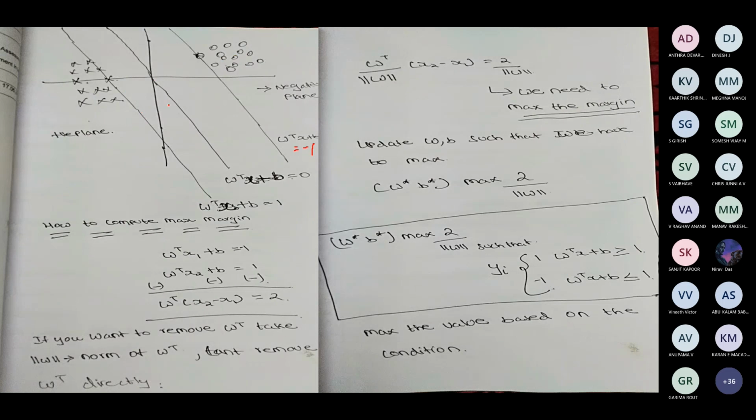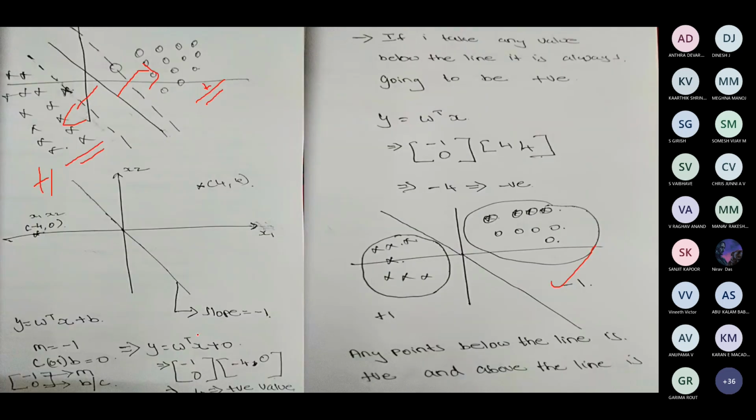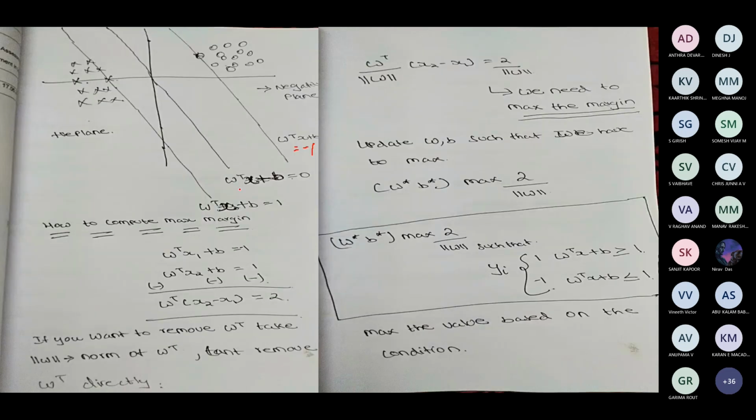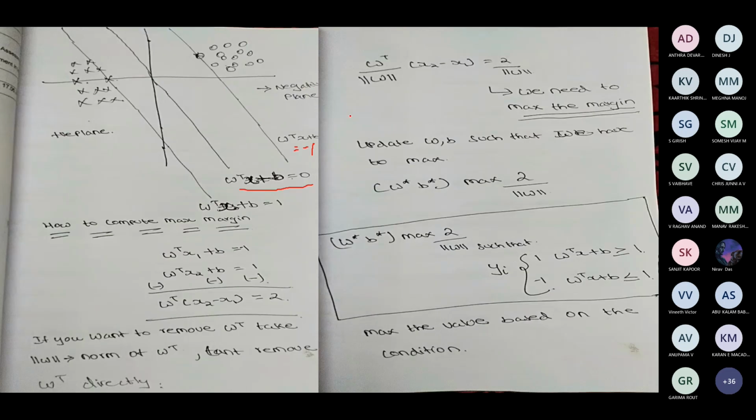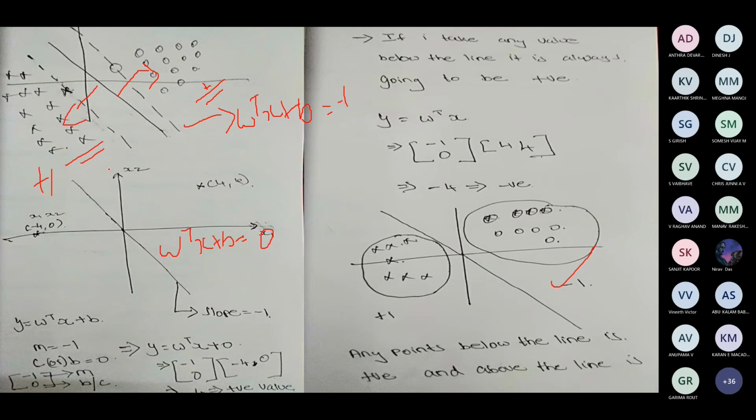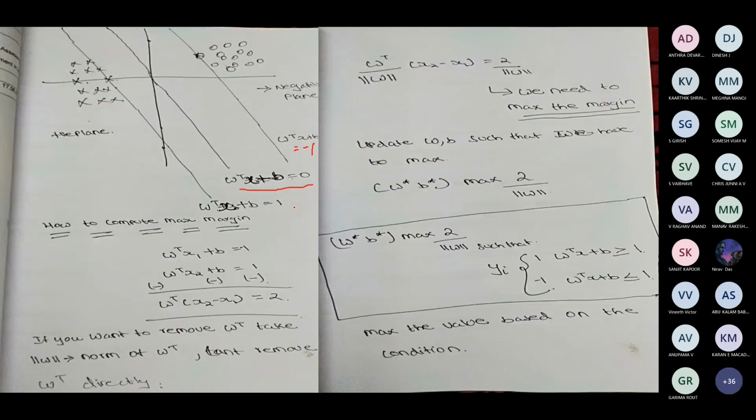Now, the same equation, can I write it like this? For this equation, I can write W transpose X plus B equal to 0. Now for this particular line, W transpose X plus B is always equal to -1 since it's negative. And for this, I can write W transpose X plus B equal to +1. Can I write it like this? Yes or no, students?